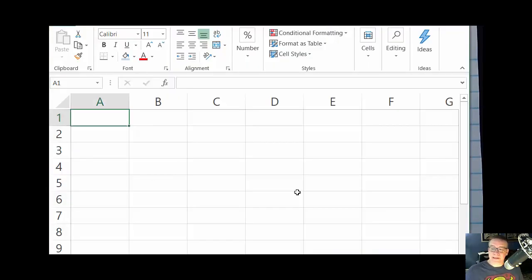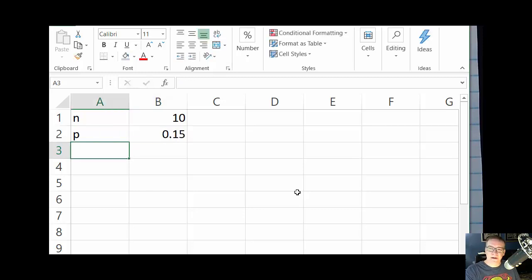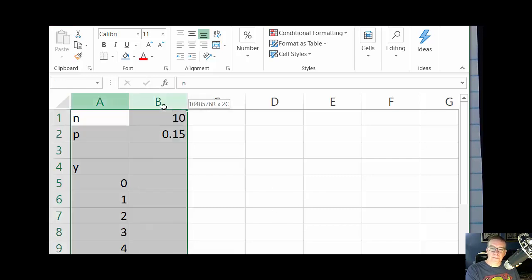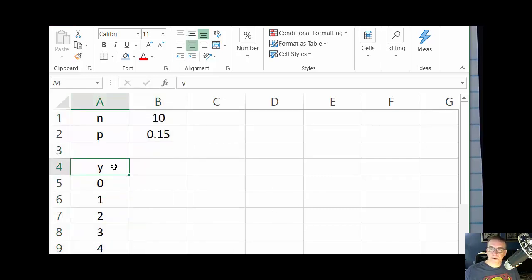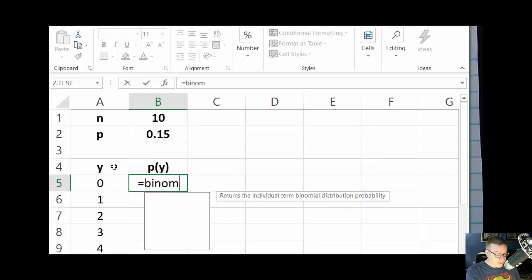Now I can also do this in Excel. Let's go over here to Excel. Okay, so I know that this is binomial with n is 10 and that p is 0.15. So I'm just putting in my parameters. I'm going to count up my number of successes. I'll call those y. So y could be 0, could be 1, could be 2, could be 3, and so forth. Okay, so what I want to find is p of y. So this is my command I'm going to use.